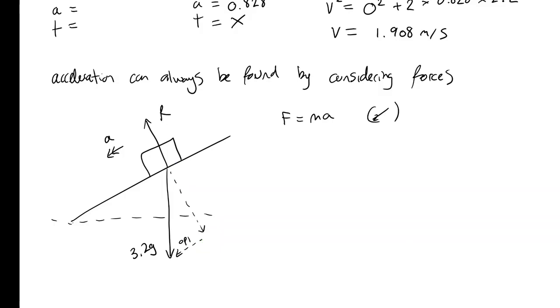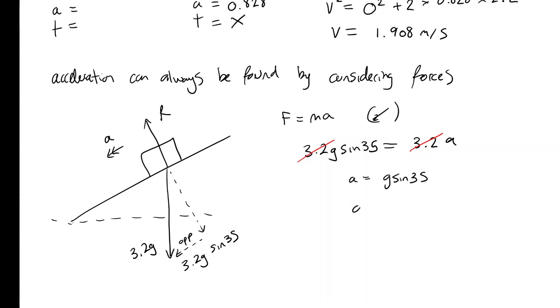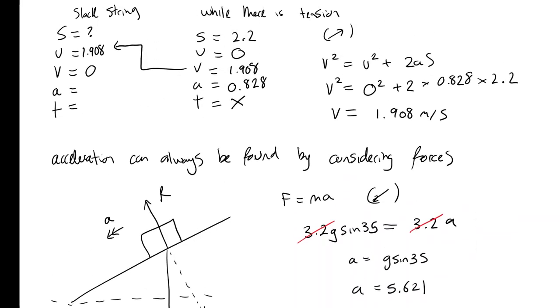So we want this one here, the opposite, that's along the slope. That's 3.2 g sine 35. It's the only force or component acting, so it is equal to ma. We can cancel the m's, the 3.2's, and we know that a is equal to g sine 35, which is 5.621. So again, SUVAT should always be updated, just so that everything is easy to see.